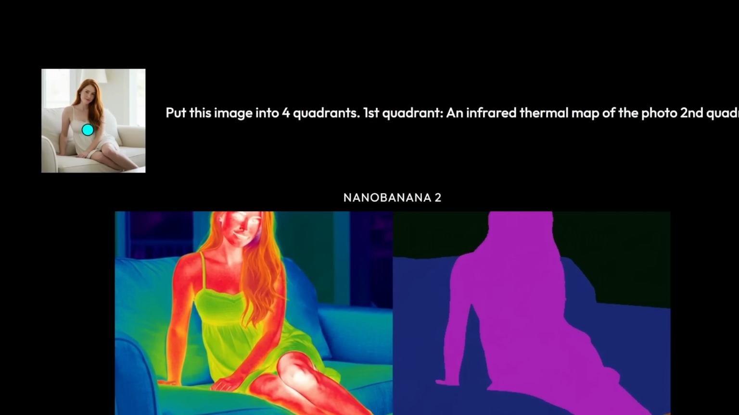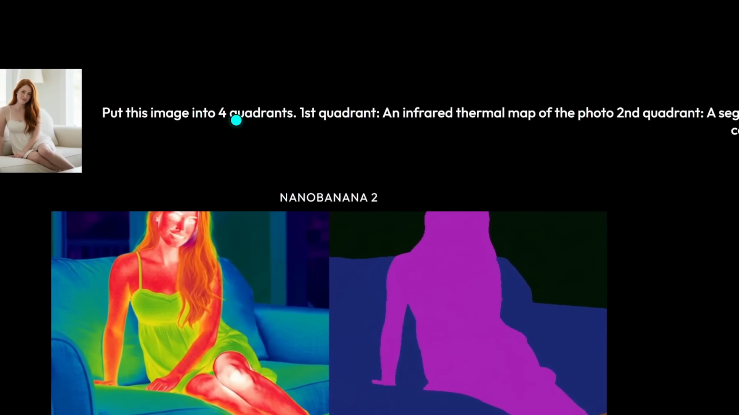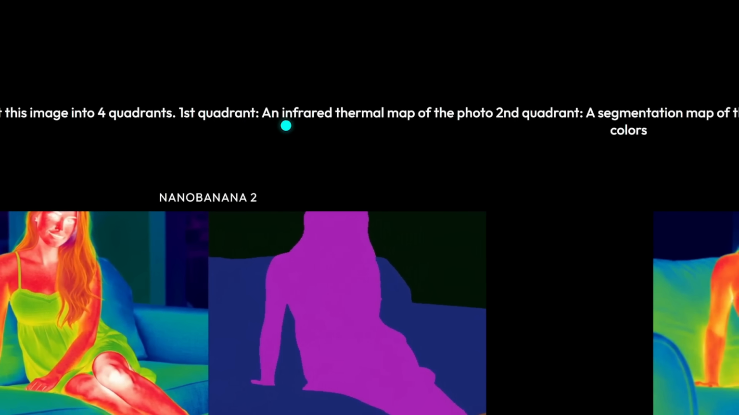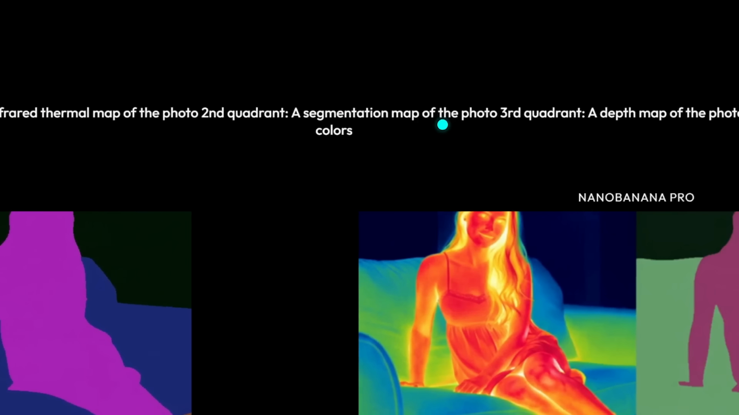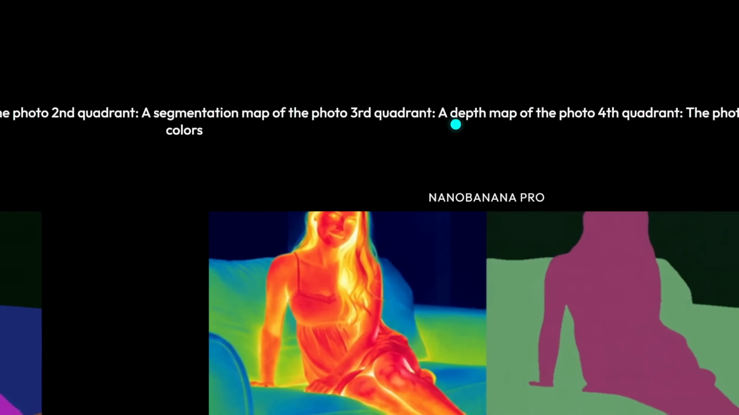Alright, here's an even harder test. So I uploaded this image and I got it to put this image into 4 quadrants. For the first quadrant, it needs to be an infrared thermal map of the photo. For the second quadrant, it should be a segmentation map of the photo. For the third quadrant, it should be a depth map.